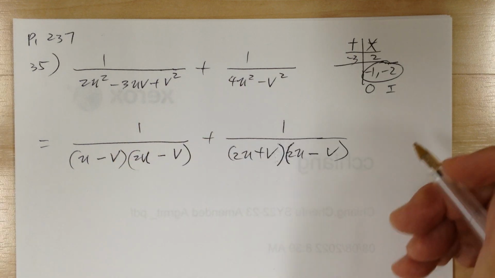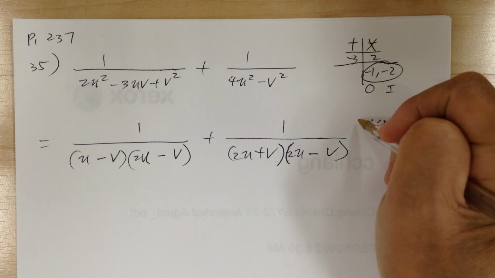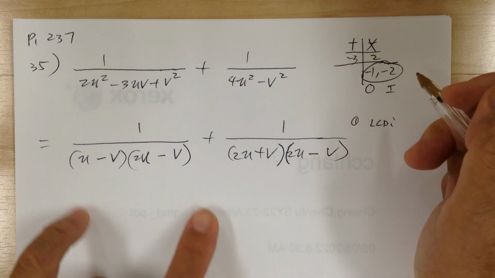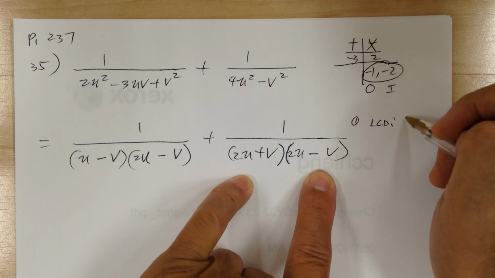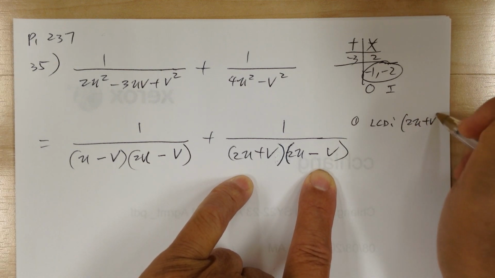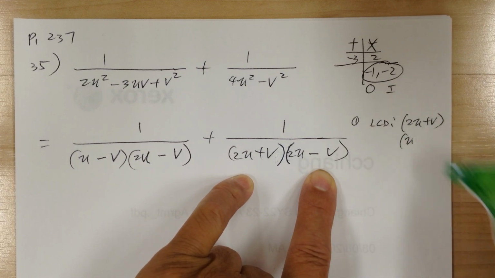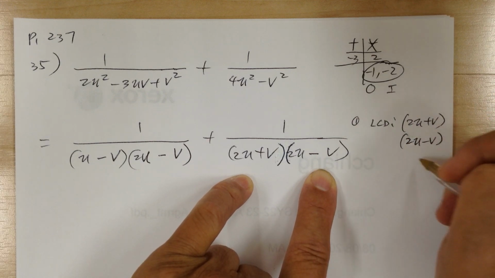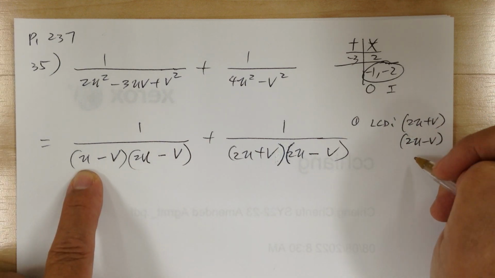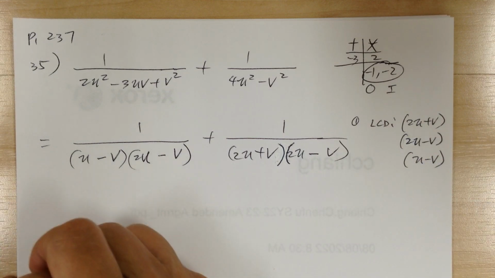Okay, so now you can get your LCD. Step 1, get your LCD. Let's do the conjugate, so you've got 2u plus v and 2u minus v. And then you also need the u minus v. Okay, so that's your LCD.